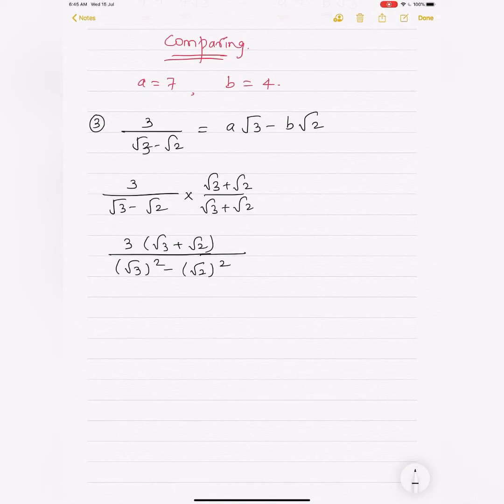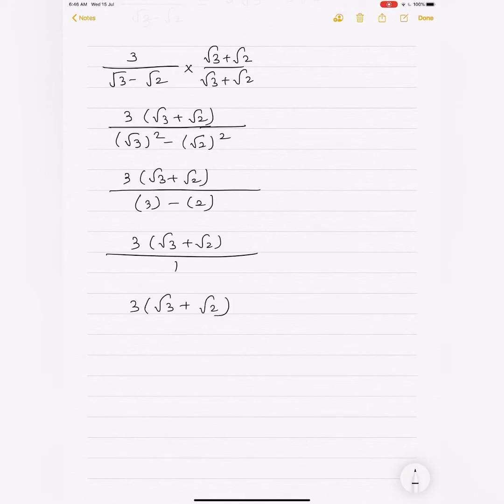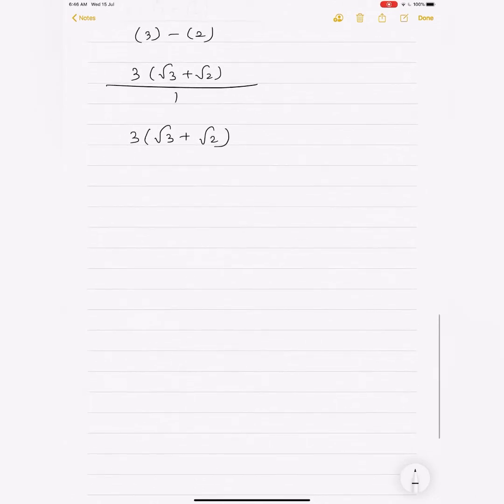Now what will this become? So out here, what will you get now? It will be 3 into root 3 plus root 2 divided by 3 minus 2. So what would that become? 3 into root 3 plus root 2 upon 1, which is 3 into root 3 plus root 2. But we can simplify this further. We'll have to open the brackets, make it 3 root 3 plus 3 root 2. So this was your LHS.